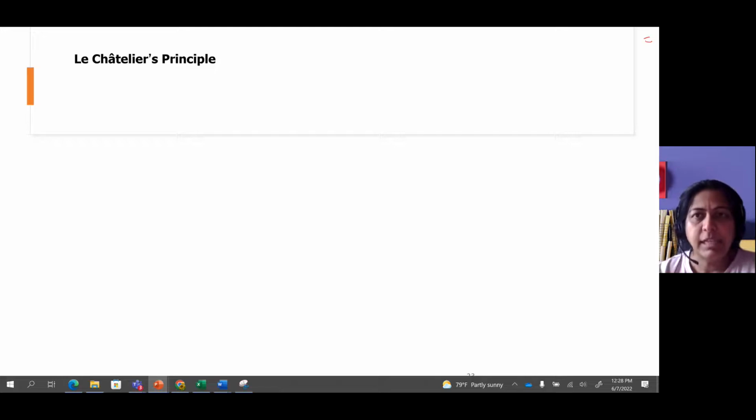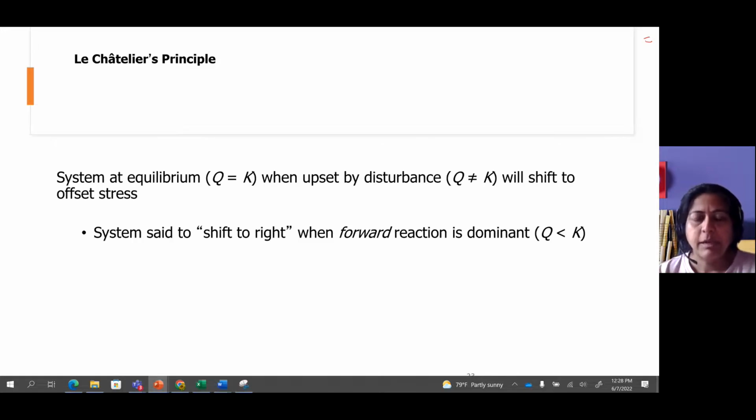Let's talk about Le Chatelier's principle. When a system is at equilibrium, this equilibrium can be disturbed by an external influence. Then the system takes action to reduce, to offset, to avoid this stress and will come to a new equilibrium. This process is known as Le Chatelier's principle.